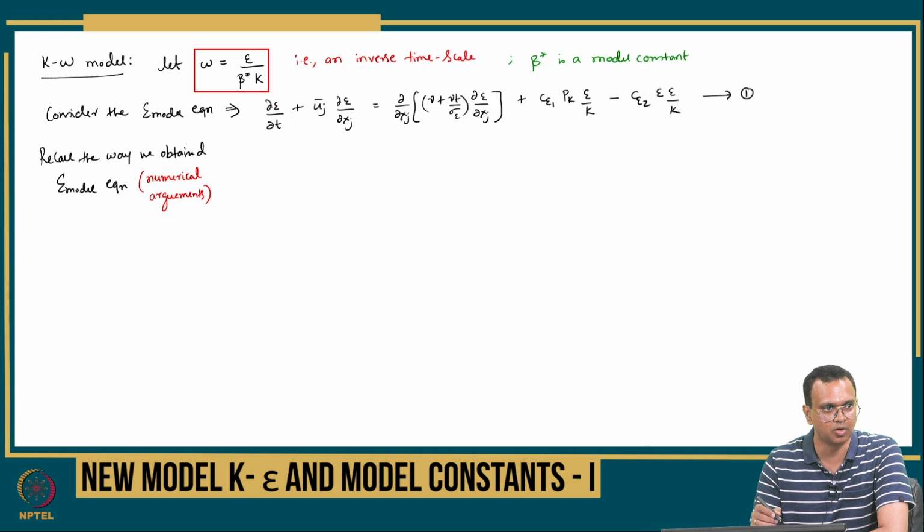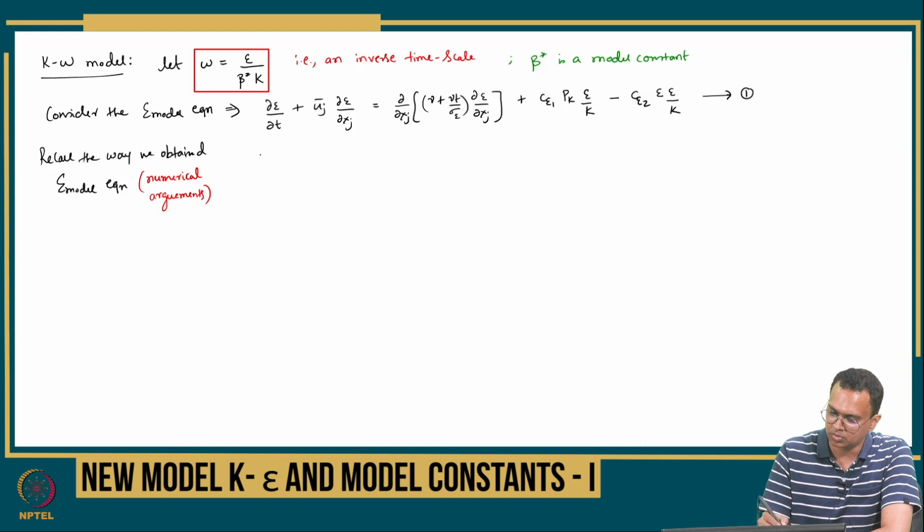Beta star is fine, it is a constant, but k is a function of time and space. So I cannot push k inside the derivative. Mathematically this is incorrect. I am just going to use only a numerical argument, replacing epsilon by beta star k to obtain an omega equation.